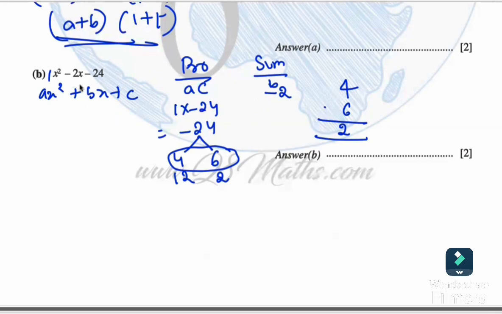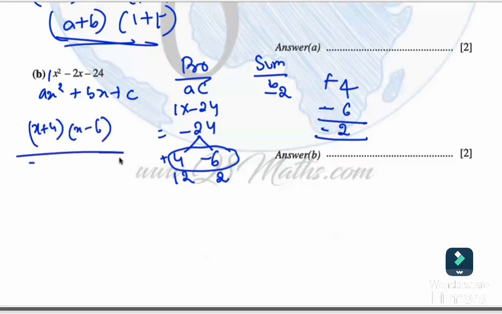So since the sum is minus 2, the big number should get the minus and the small number should get the plus, because the answer will carry the sign of the big number. Understanding? Therefore, 2 is carrying the sign of the big number. So if you want 2 as negative, then you have to put 6 as negative. Okay. Therefore, my factors are going to be x. So put the sign for your factors, plus 4 and minus 6, and write the factors as x plus 4 and x minus 6.